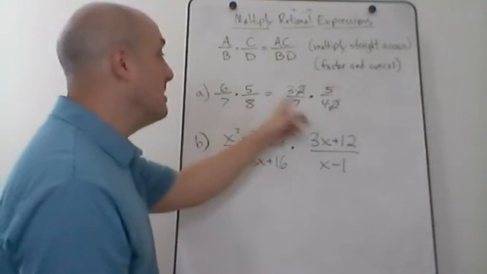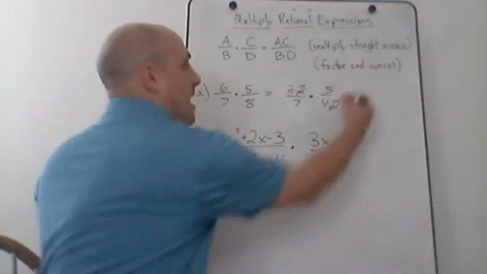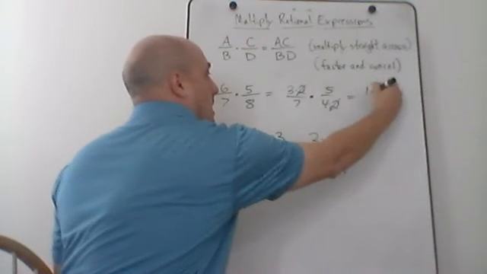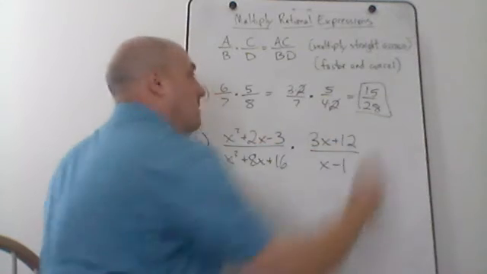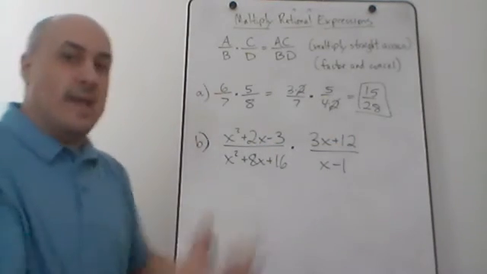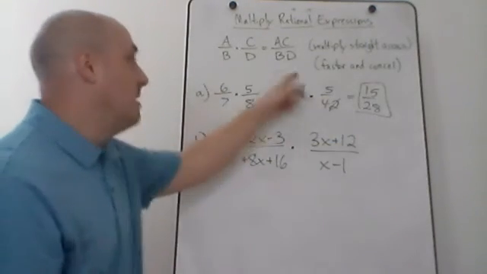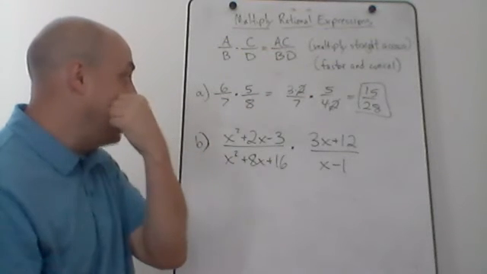All right, so if I do this, now when I multiply 3 times 5, I get 15. And when I multiply 7 times 4, I get 28. And my answer is already simplified because I already canceled out the common factor that I had, that 2 that I had in my numerator and denominator.